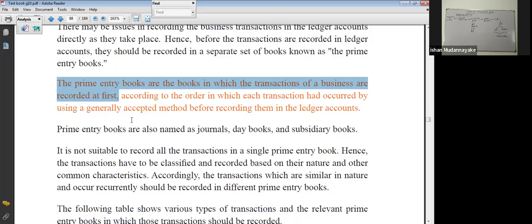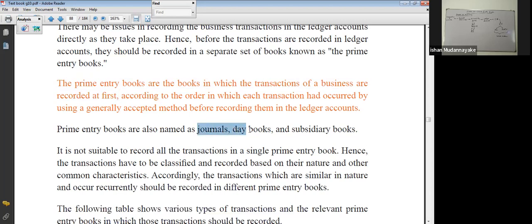Primary books are also named as journals, day books, and subsidiary books. These are the other names for primary books. Please highlight journals, day books, and subsidiary books. Okay, some of the names used to describe primary books: journals, purchase journal, sales journal, sales day book, purchase day book, subsidiary books. Some of the names that we can use to introduce primary books.